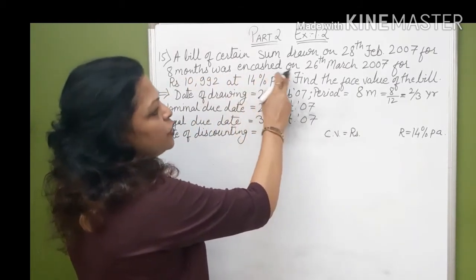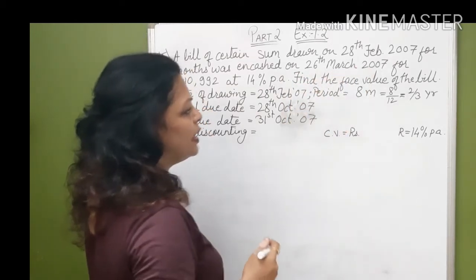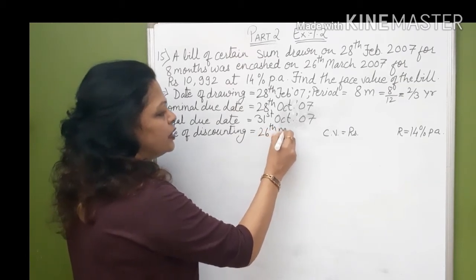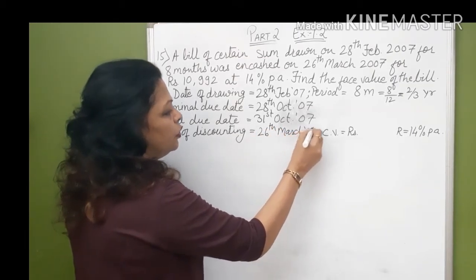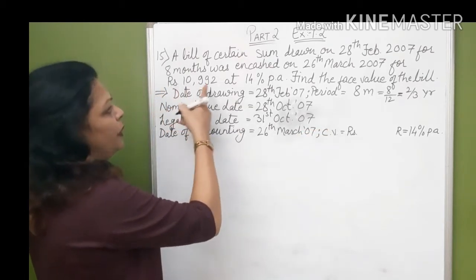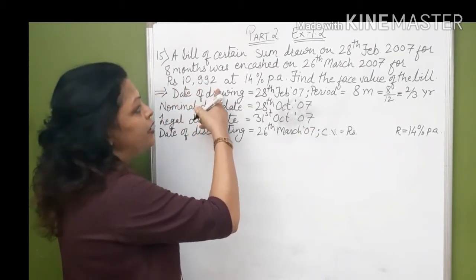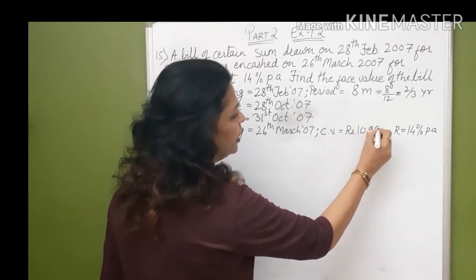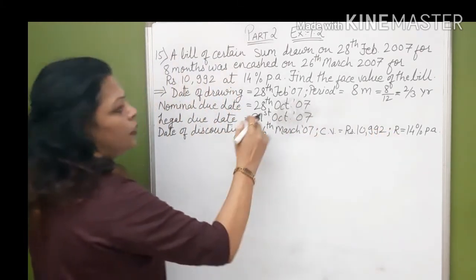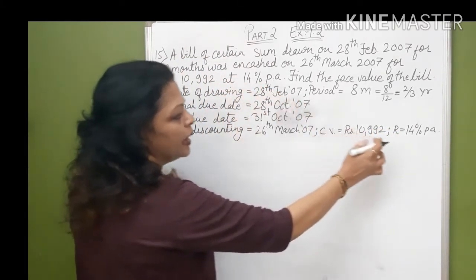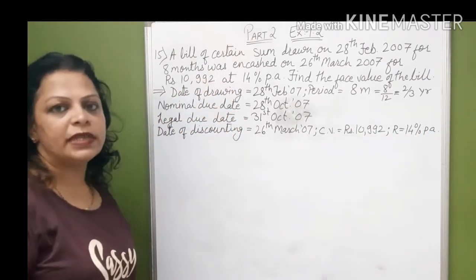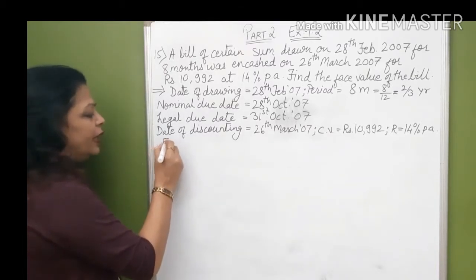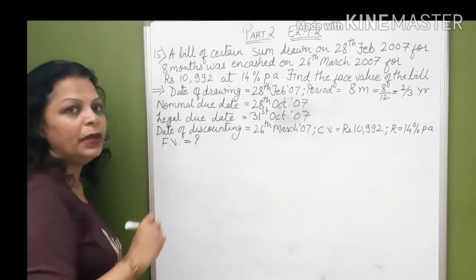8 months was encashed on 26th March 2007. So this is your date of discounting. So 26th March 2007 for rupees 10,992. So that is your CV. That is cash value. 10,992 at 4% per annum. So R is equal to 4% per annum. Find the face value of the bill. What we have to find is face value of the bill.